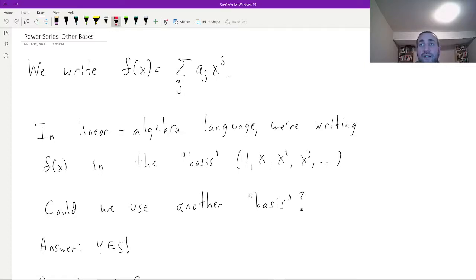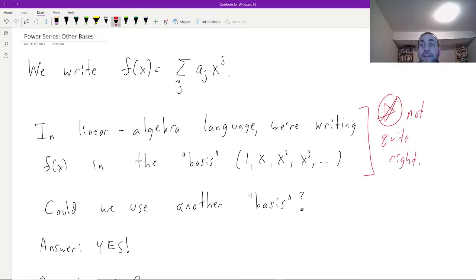So that is, we have a function and we write it in terms of an infinite sum of some simple functions, right? So sum of a_j times x to the j. Now, in linear algebra language, it sort of looks like you're writing the function f of x in the basis of functions 1, x, x squared, x cubed. Now, I should put a big warning here, right? This isn't quite right.